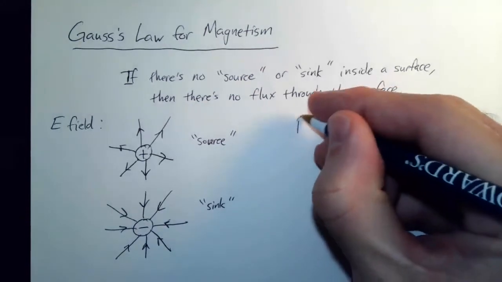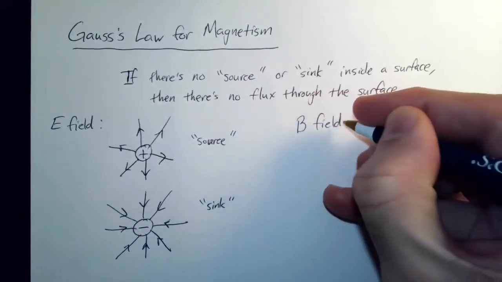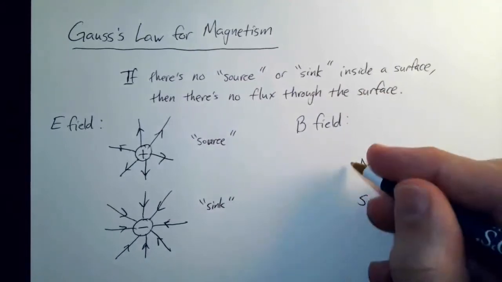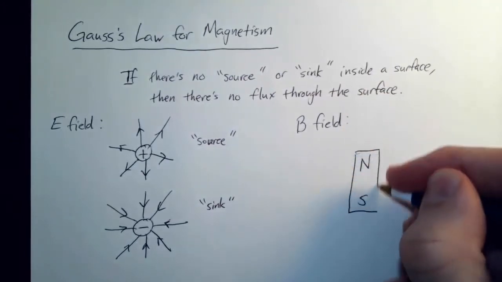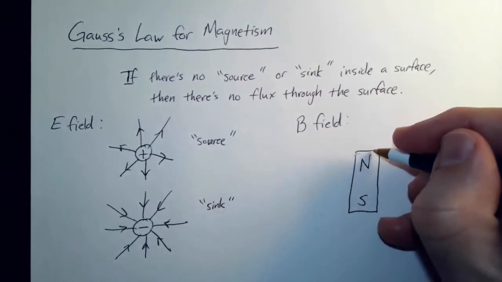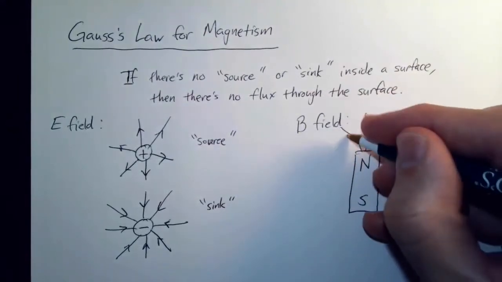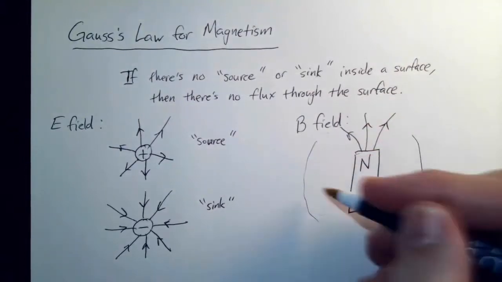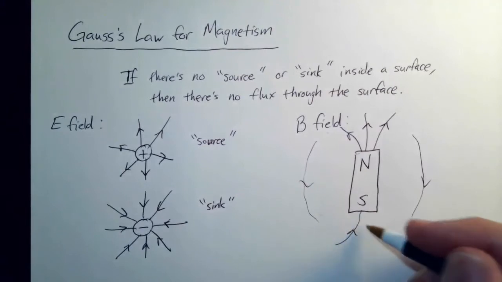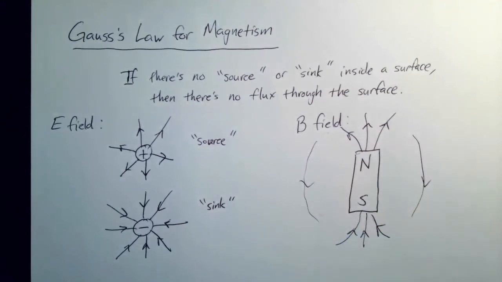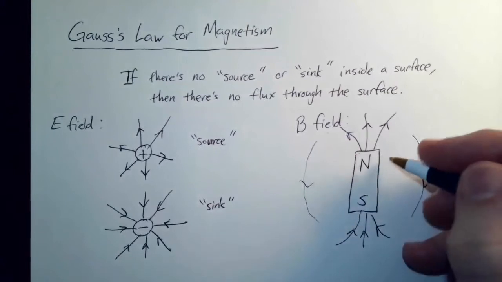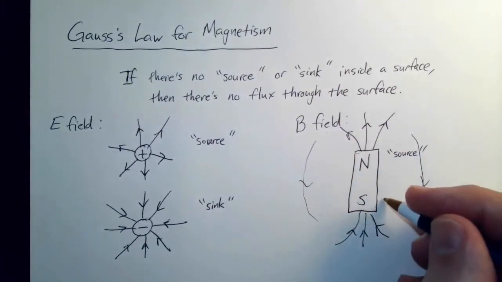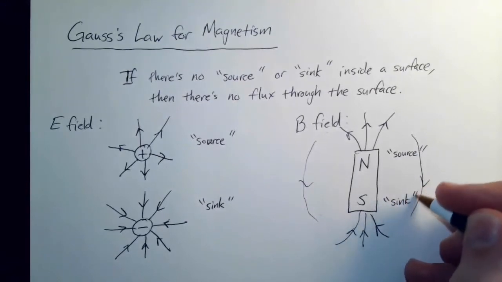And for the magnetic field, I'm going to use the bar magnet as my example, with a north and south pole. As we've discussed before, the magnetic field lines emanate from the North Pole, circle around, and enter the South Pole. So in this case, the North Pole would be considered a magnetic field source, and the South Pole would be considered a magnetic field sink.